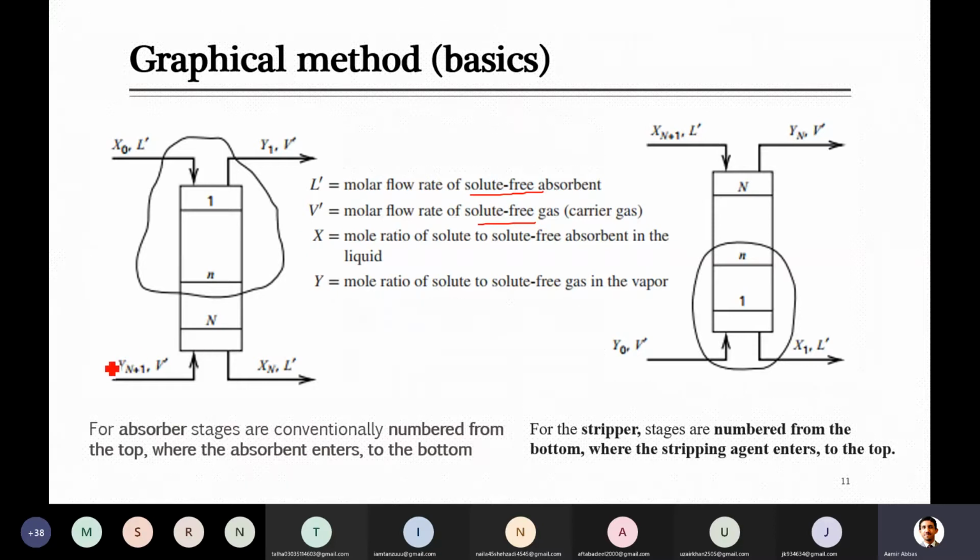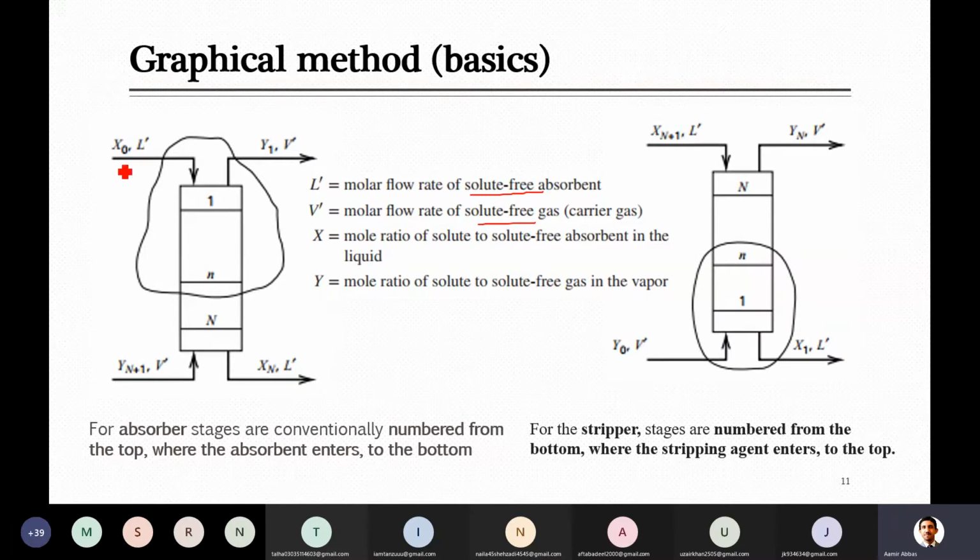With the vapor stream, this is again the molar ratio of the solute to the solute free gas. We have to consider the solute which is part of the vapor stream divided by the amount of the vapor without that solute, and that is represented with this Y capital.